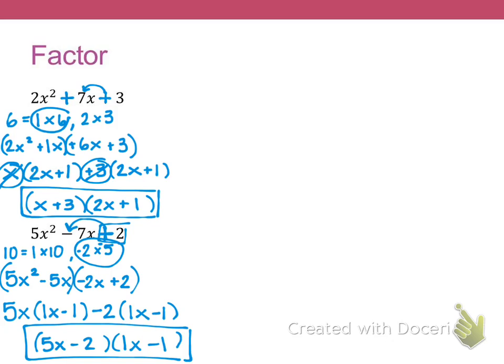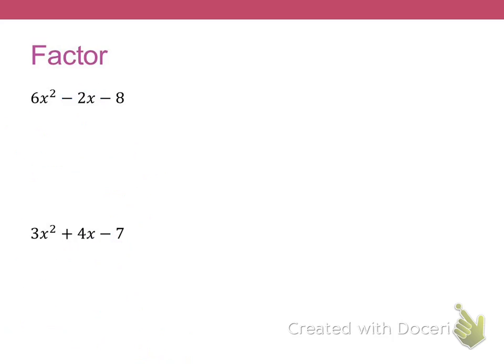All right, let's go to the last example here. Okay, now, on the last two problems, we dealt with when C was positive. So I knew, okay, I've got to figure out which factors add together to give me the B, or the middle term. Now I look and I realize that C is negative. So I'm going to ask myself which factors subtract to give me that middle term.